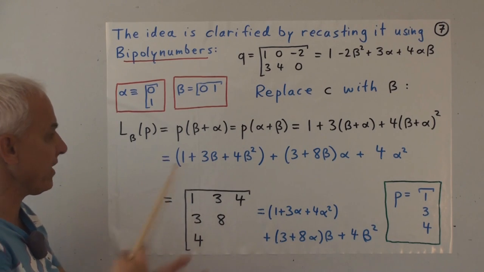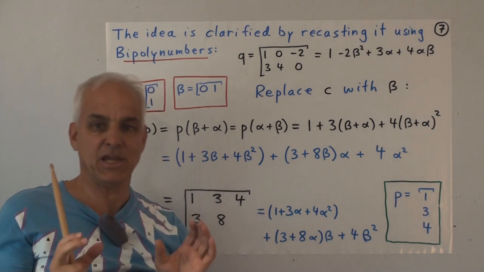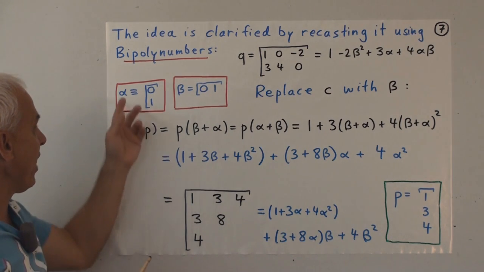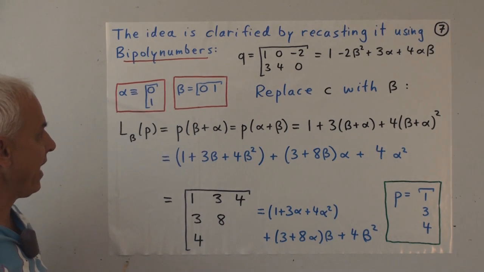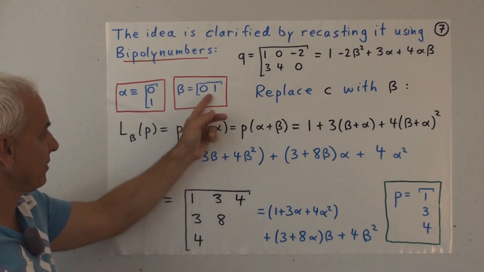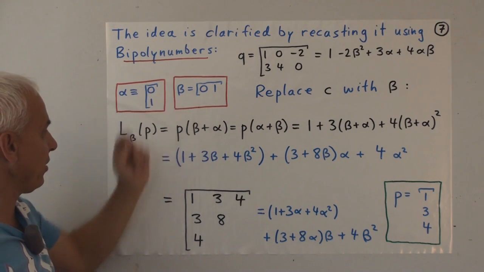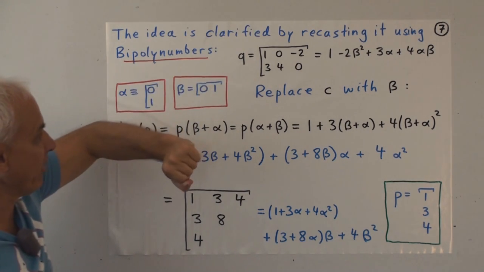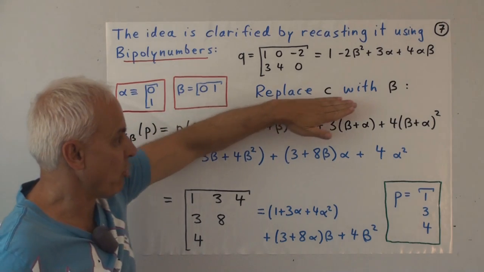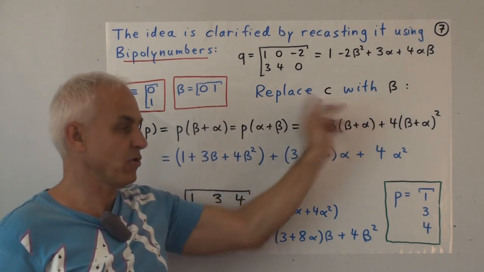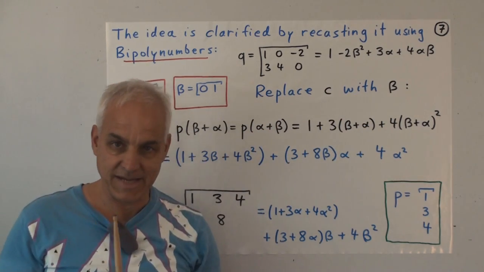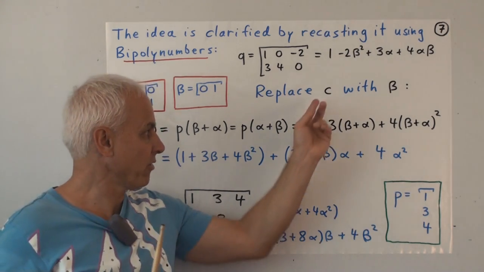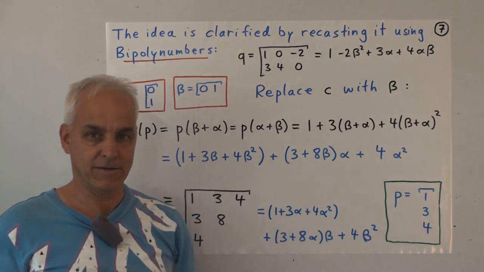And the alpha and the beta in this context are very particular kinds of polynumbers. So alpha is 0, 1, and beta is 0, 1, this one being along a row, that being along a column. Okay, so that's what a bipolynumber is, just a quick review. And now what we're going to do is go back to that computation, and instead of using a variable c, we're going to just do bipolynumber arithmetic. We're going to replace the c with beta.